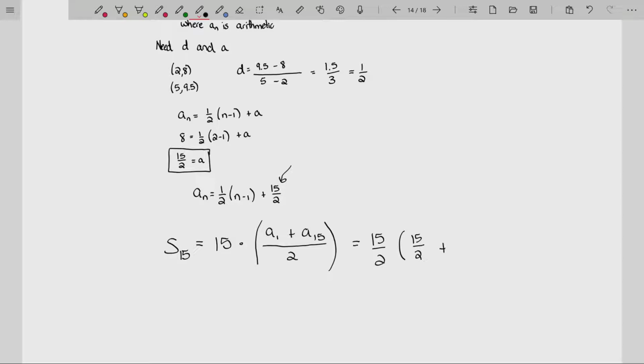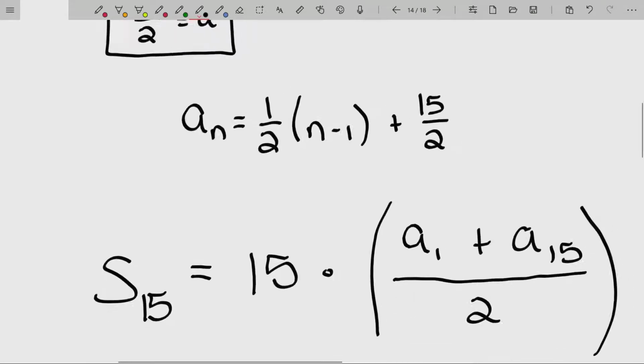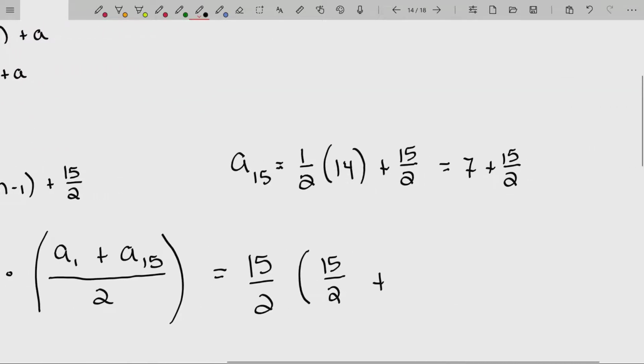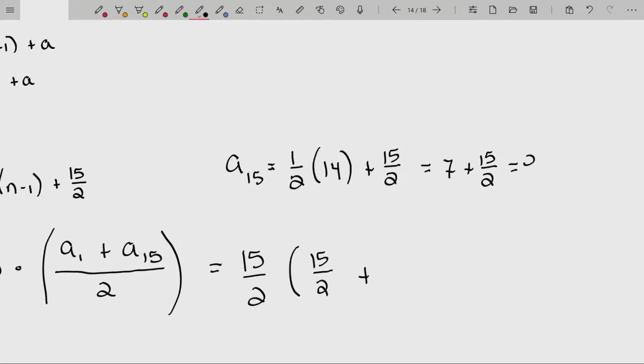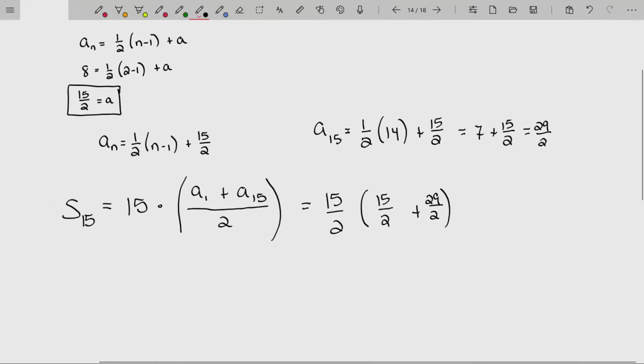And the 15th term, I just need to compute that. A sub 15 is equal to 1/2 of 14 plus 15 halves. That's 7 plus 15 halves. And if you don't know how I got that, by the way, it's just from this formula. I just want to know what a sub 15 is because I'm averaging the first and the 15th term. And so let's see, 7 plus 15 halves, that's 14 halves plus 15 halves is 29 halves.